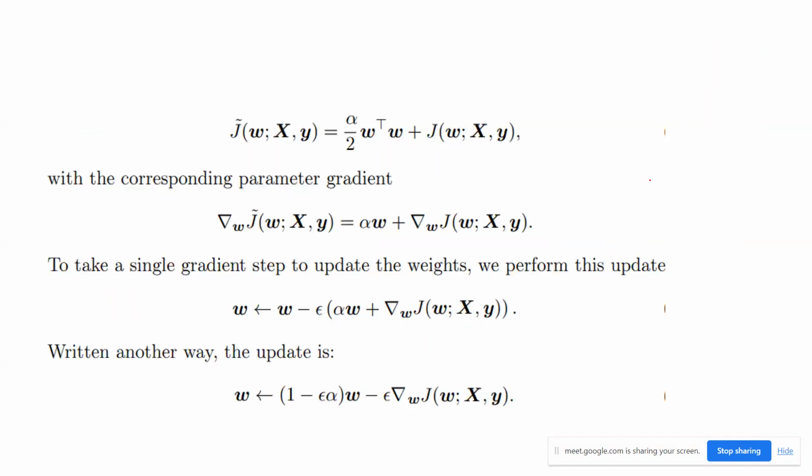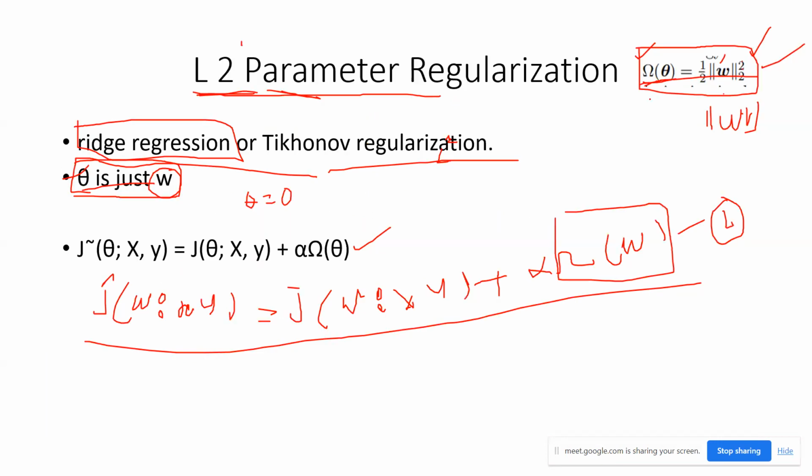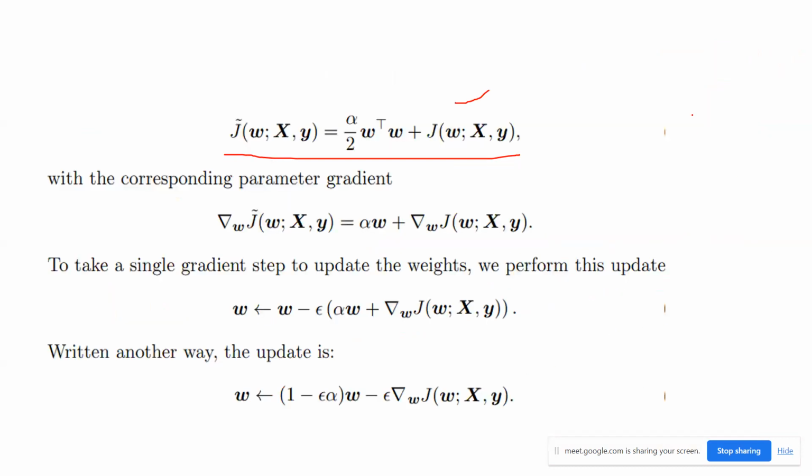Initially we applied the weight value. This is the equation after converting, and then we can apply the norm weight value in place of this. So replace this W value. Then you will get alpha by 2 W transpose into W. Then you can use the corresponding parameter gradient.